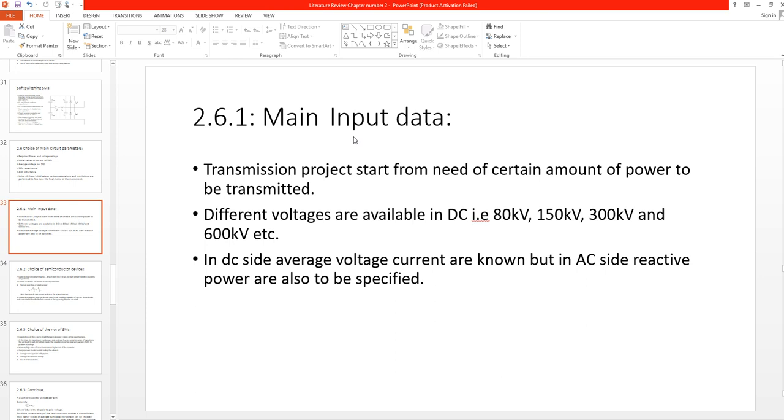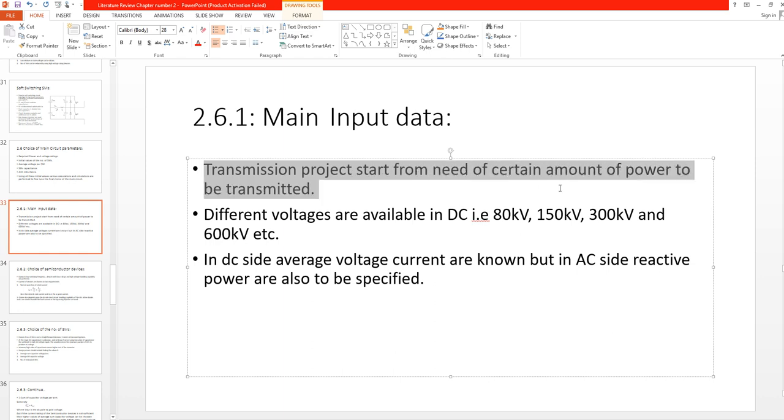Main input data. Now main input data is basically a certain amount of power that needs to be transferred, and for that we use transmission lines. So the transmission project starts from the need of a certain amount of power to be transmitted. We have different high voltages available, 80 kV, 150, 300 and 600, depending upon the distance between the sending and receiving end, and in the DC side average voltage and current are known, but in the AC side reactive power is also to be specified.